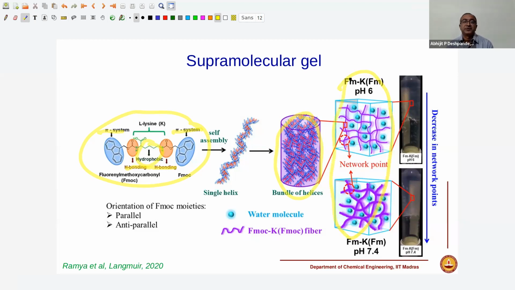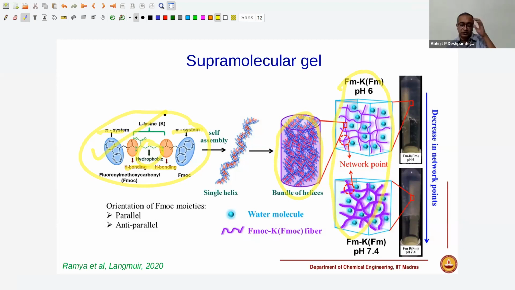And our role in this collaboration has been to try to correlate gels which are formed under different conditions, or gels which are formed by changing some of the moieties on the gelator system. What role do they play, and why do we get gels in some cases, or why do we get gels with more strength, and so on.